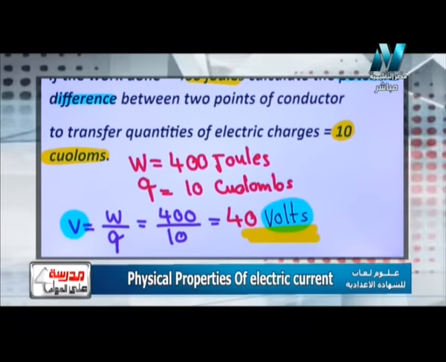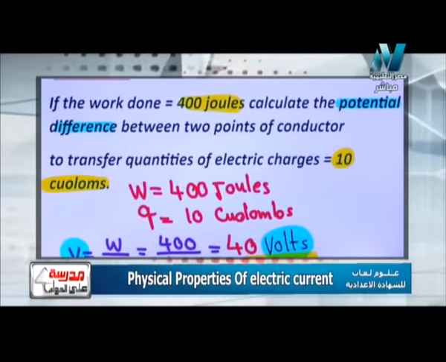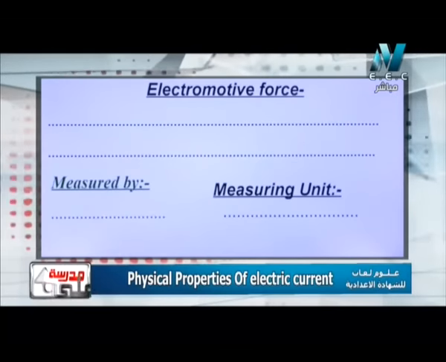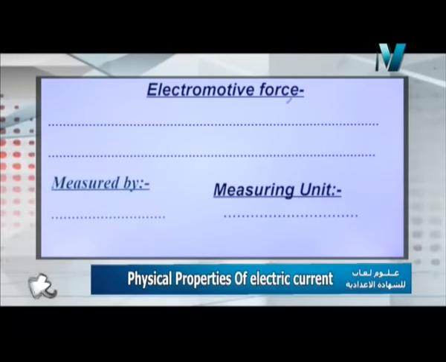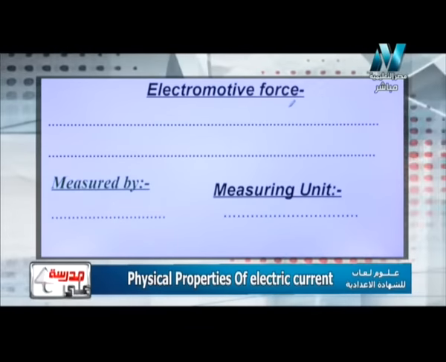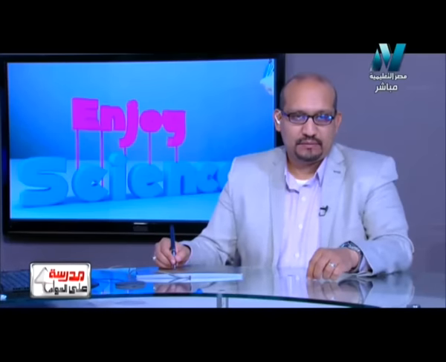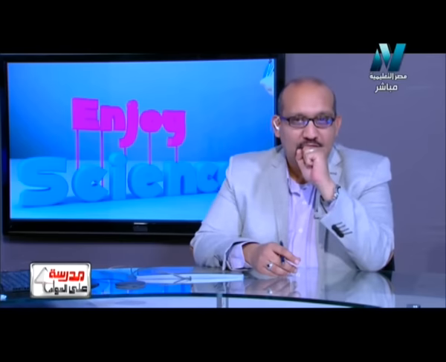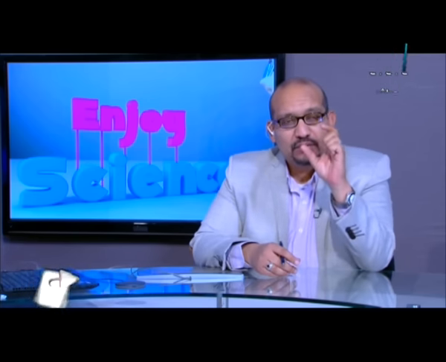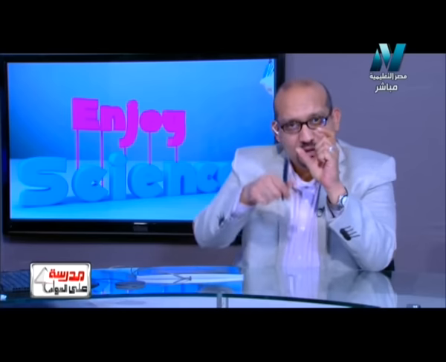Okay. We have here electromotive force. Okay. Dear students, electromotive force is like the potential difference. Someone might say: you say electromotive force and you say potential difference. Electromotive force is a potential difference, but between the two poles of the dry cell, the battery itself. That means the battery has a potential difference, with high and low potential.